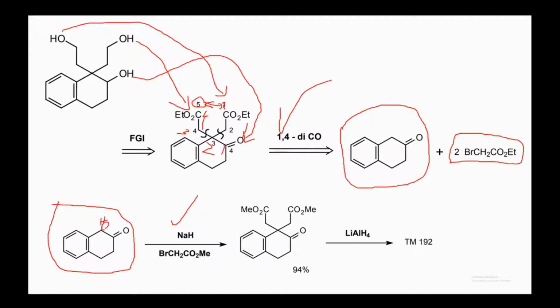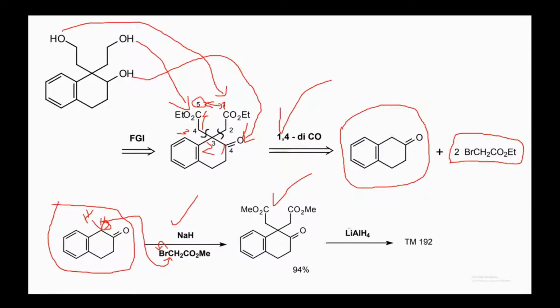Now this negative charge will attack on this carbon, and this bromine will leave, and you will get this compound. Because there are 2 hydrogens there, you can take both of the hydrogens and replace both with the esters. And in the last step, you can use lithium aluminum hydride to reduce the ester as well as the ketone group.